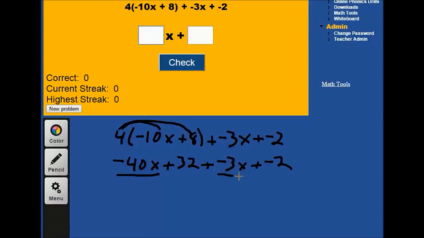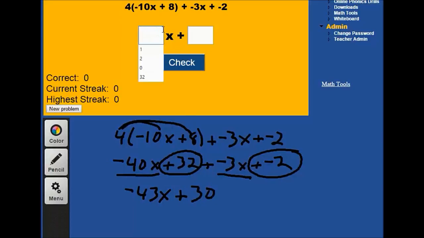We add our x's. Negative 40 plus negative 3 is negative 43. And then we add our constants, or our 1's. So 32 minus 2 is plus 30. So negative 43x plus 30.